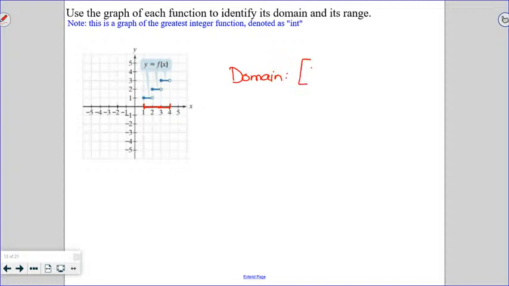It is a filled in dot at 1, so I would include it, but it is an open dot at 4, so I'd have parentheses there. And this is where this one gets a little challenging, and the vertical piece on this one is very different.